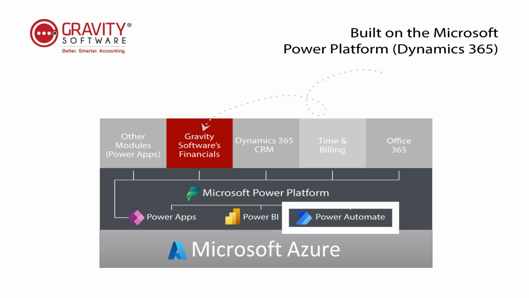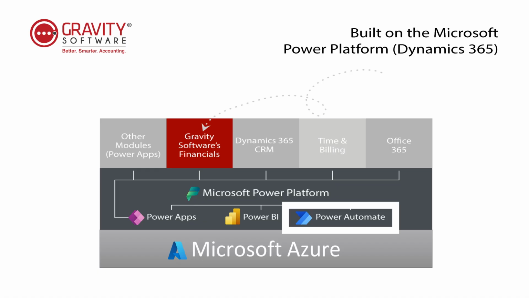Another one of those tools is Power Automate. It's Microsoft's cloud workflow tool. It allows us to perform all kinds of automations above and beyond what Gravity does standard out of the box. So if there's a unique process, we can use Power Automate to do that. But it also allows us to do things like approvals. And because of the way this workflow engine is configured, we can do approvals on any transaction.